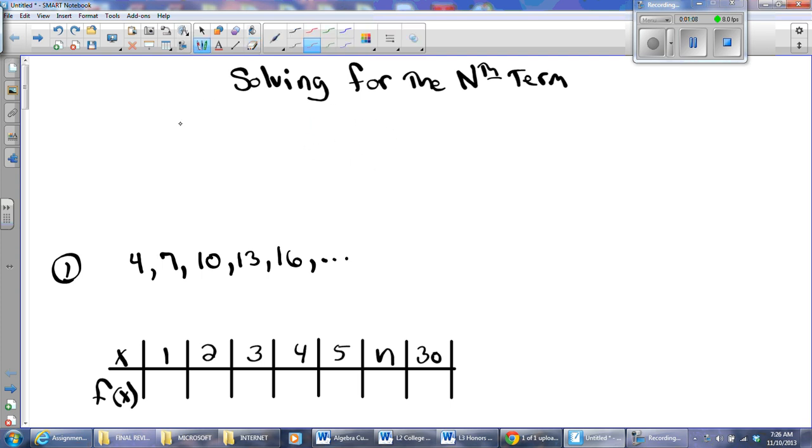We are not going to look for the next three terms. We are going to write a formula or a function that will allow us to find any term we want. We could find the 30th term, we could find the 500th term, the millionth term if we needed to. And we're not going to have to list them all out. Okay? So our tools to do this are going to be what's called an input-output table.